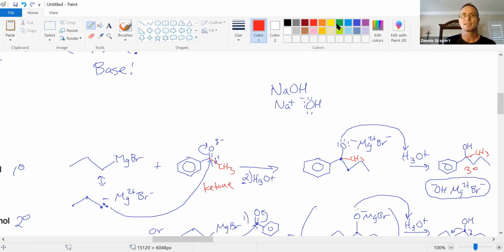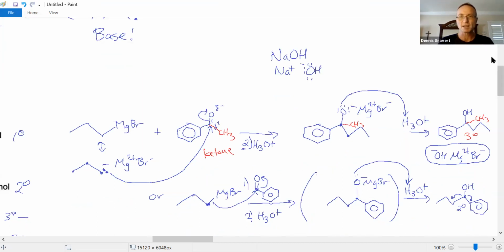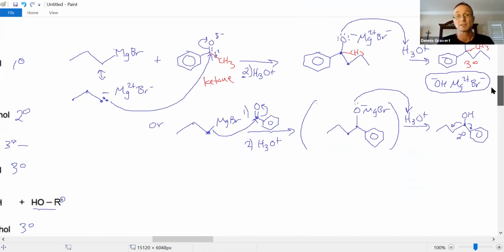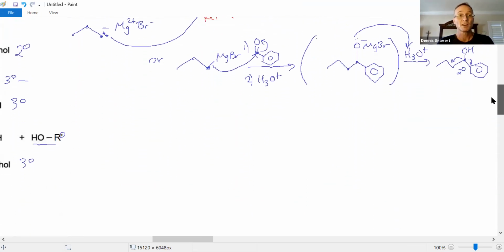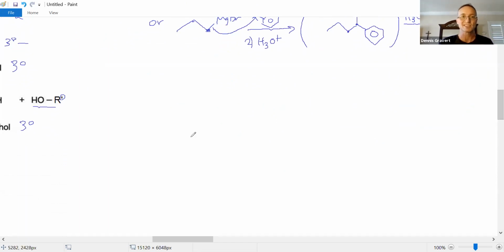Okay. The ester provides a little bit longer mechanism, but it looks extremely similar. It has all these same steps. We just have to add a little bit more because there's the other oxygen in there.